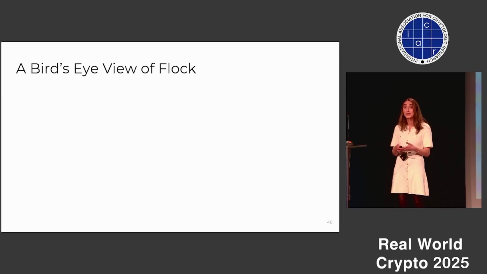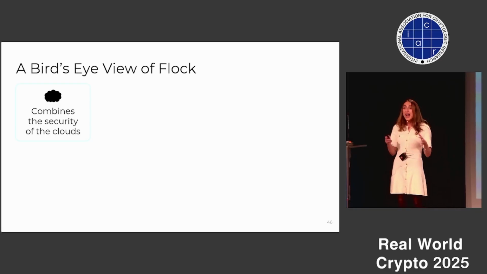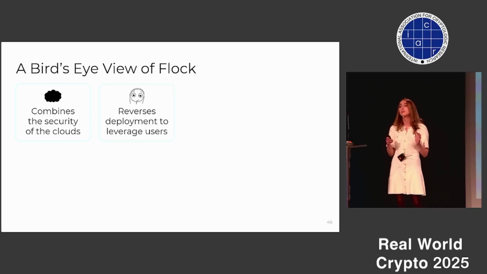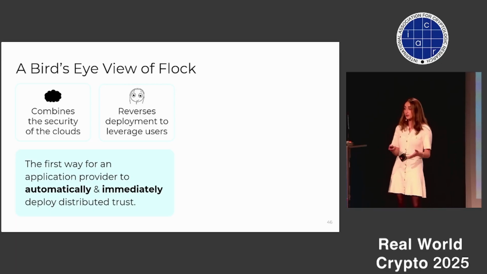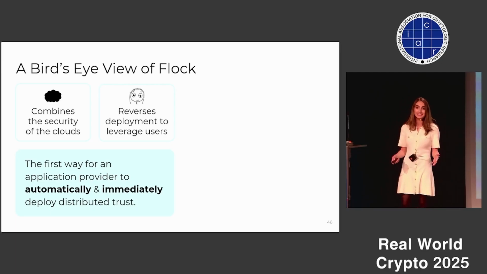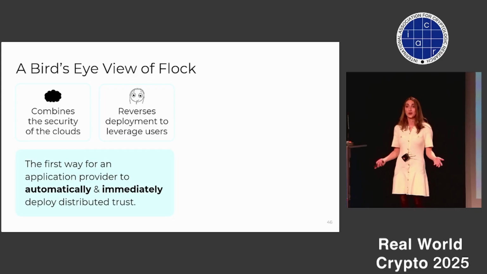So zooming out to a bird's eye view of Flock, Flock combines the security of the clouds and reverses deployment to leverage users at the core of the system. And in doing so, we provide the first way for an application provider to automatically and immediately deploy distributed trust.